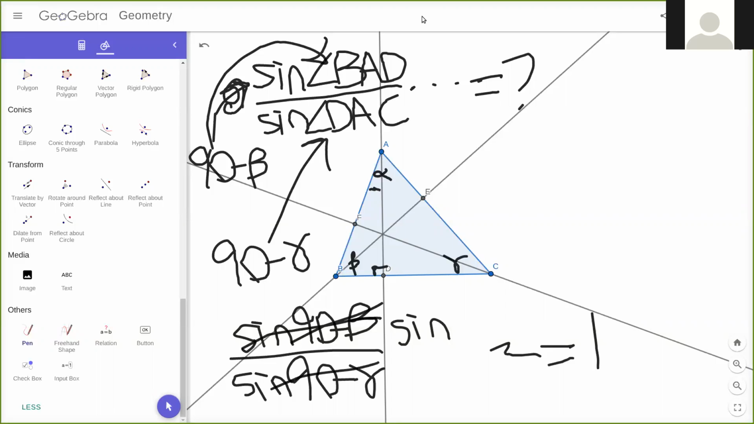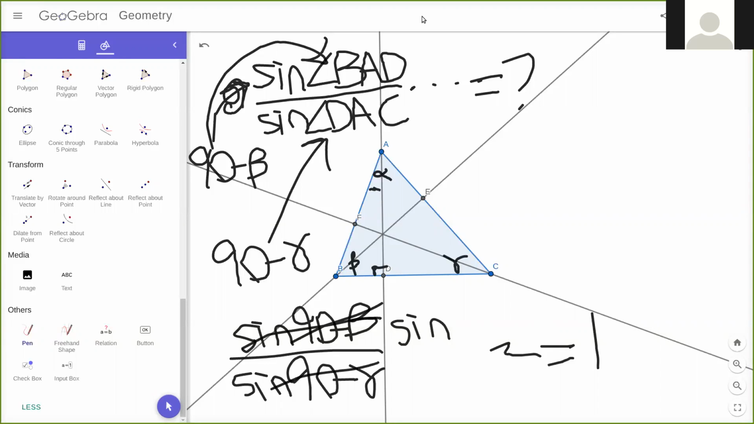And then we used Ceva's theorem to show that the medians are concurrent at what is called the centroid. Ceva's theorem being a theorem about cevians being concurrent, we also tried to show that the angle bisectors are concurrent. To do that, we first showed the angle bisector theorem, and then combined it with Ceva's theorem to show that they're concurrent at the incenter.